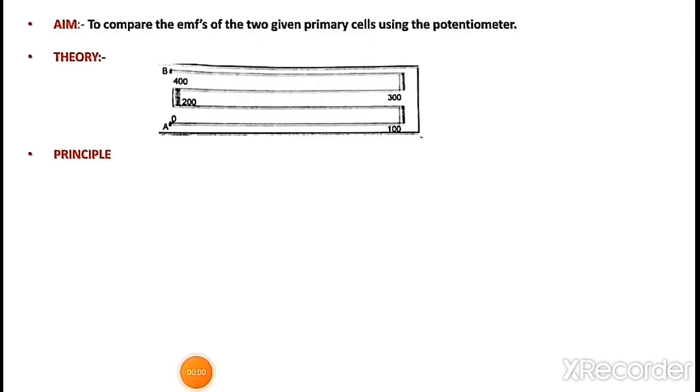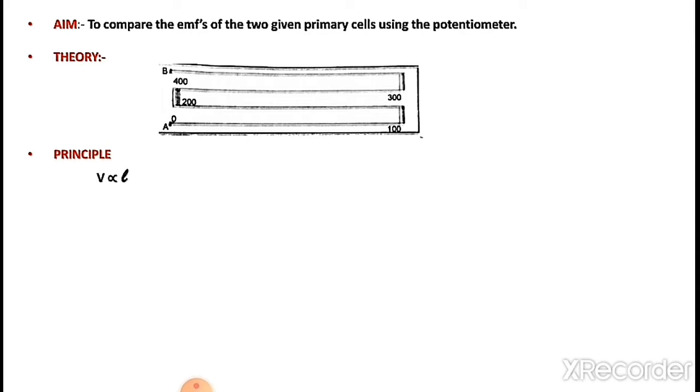Now the potentiometer works on the principle that the potential difference across the ends of the wire is directly proportional to the length of the wire. That means if V is the potential difference across the ends of the wire and small l is the length of that wire, in that case V is directly proportional to small l.